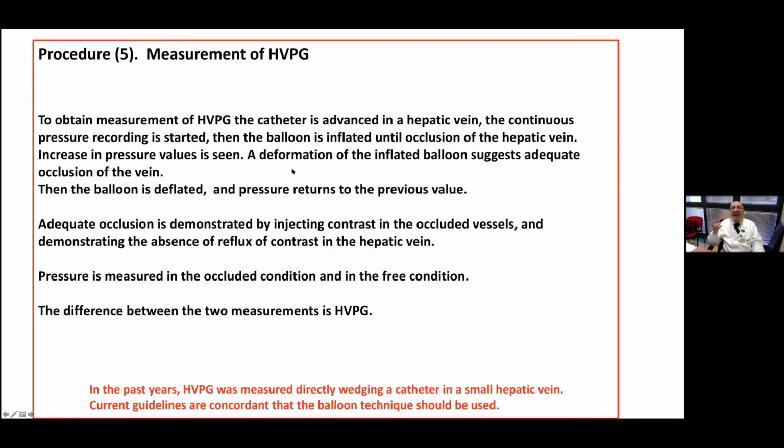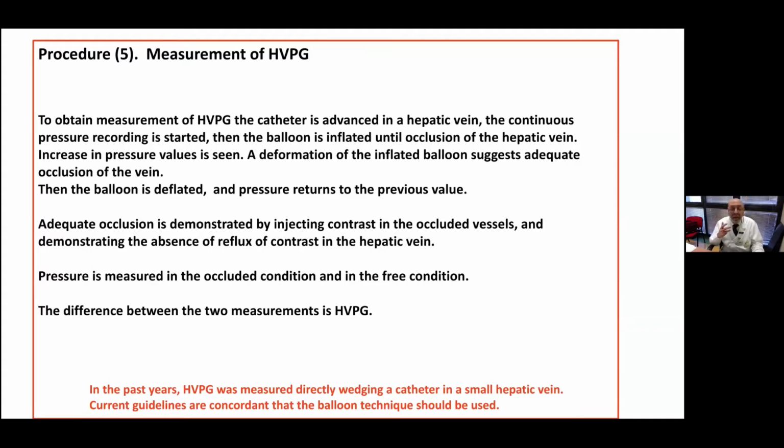I would say that the deformation suggests, but this is not demonstrated completely, so it is necessary to demonstrate that adequate occlusion is obtained. We inject contrast in the occluded vessels and demonstrate the absence of reflux of contrast in the hepatic vein, so it remains where it was injected. Well, after all these activities are done, pressure is measured. We already measured it in occluded condition and free condition, and the difference between the two measurements is HVPG.